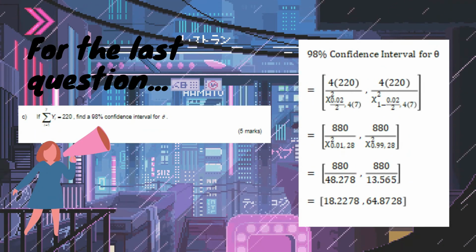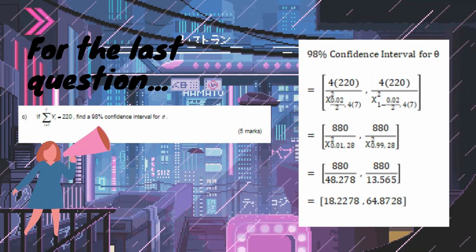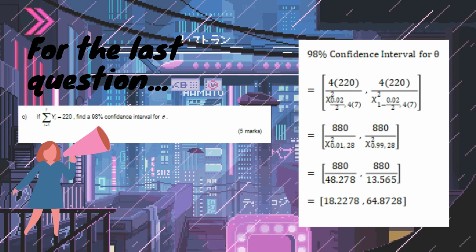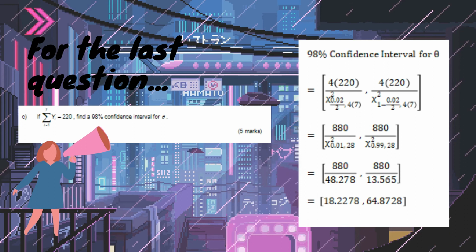Next, we move to the last question. If summation y equals 220, find a 98% confidence interval for theta. So for this question, we should refer to the answer of question B. So after we refer to the answer of question B, we can now substitute the value of summation y, which is 220, and also we know that n equals 7. After we substitute all the values, we should refer to the table.